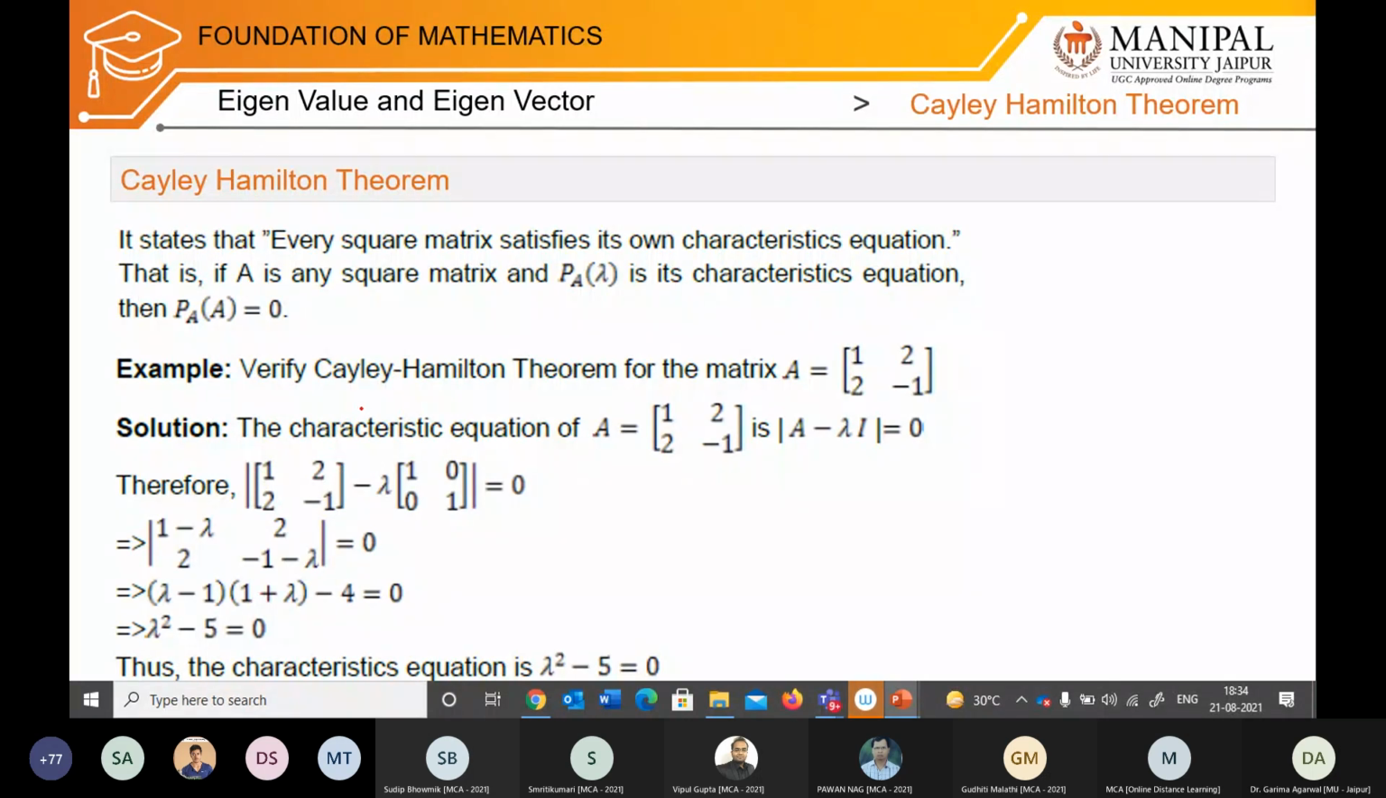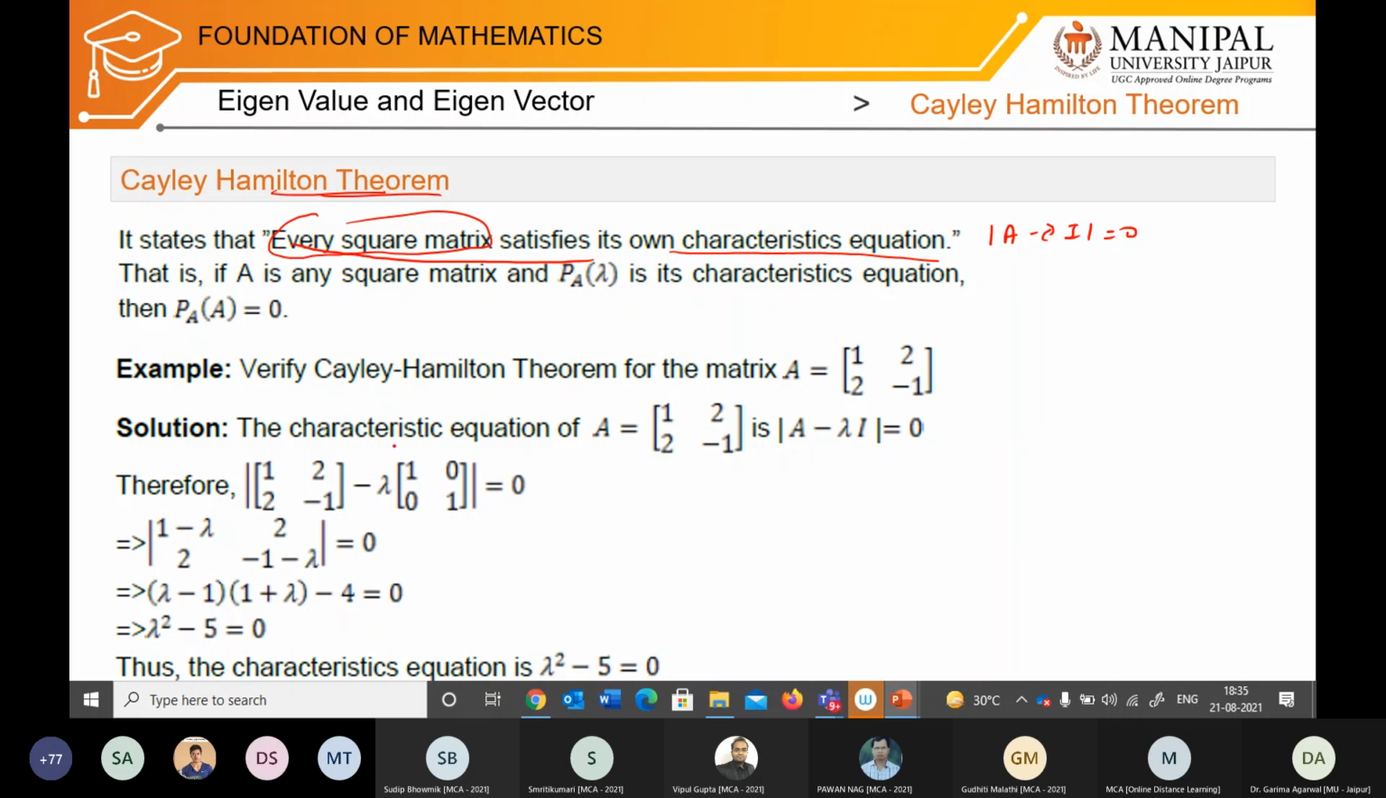So the next is Cayley-Hamilton theorem. Cayley-Hamilton theorem says that every square matrix satisfies its own characteristic equation. Characteristic equation is determinant of A minus lambda I equals 0, right? Every square matrix, please note, only a square matrix satisfies this Cayley-Hamilton theorem. If the matrix is not in square matrix form, then we cannot apply the Cayley-Hamilton theorem, right? So every square matrix satisfies its own characteristic equation.